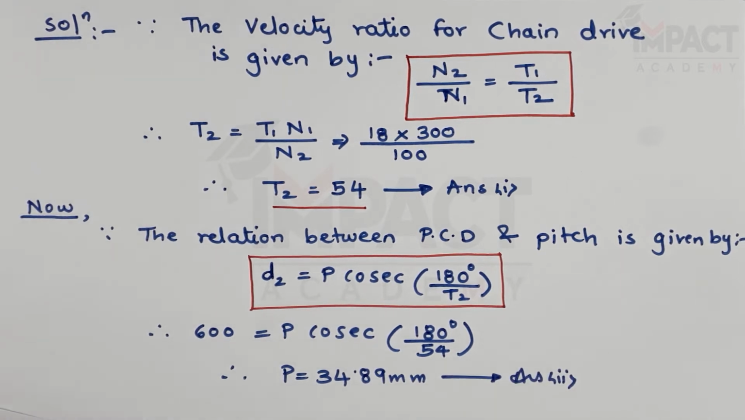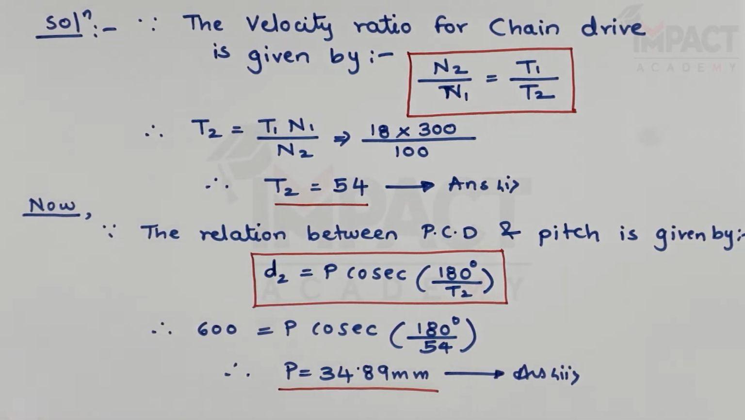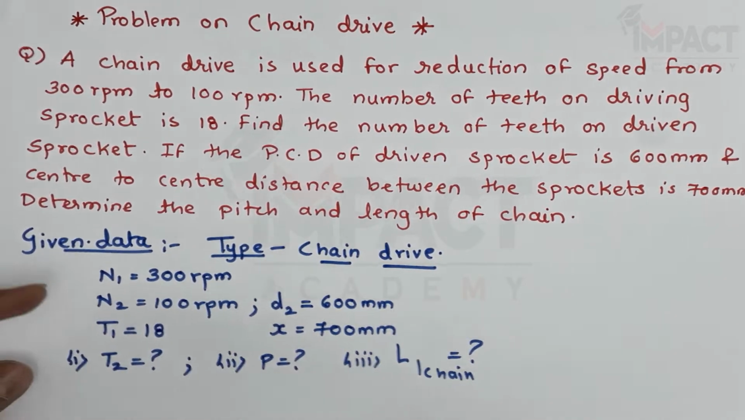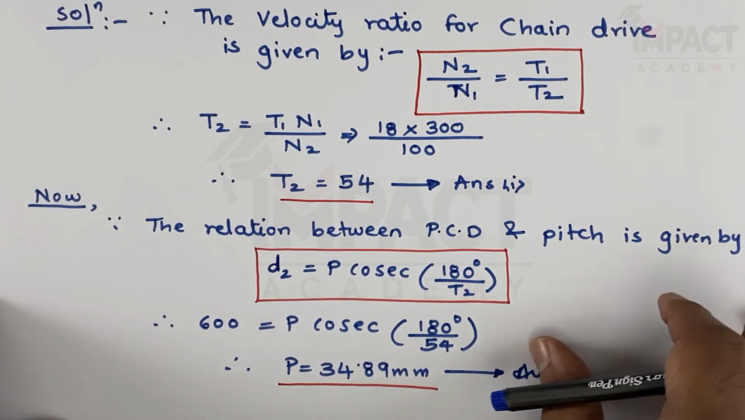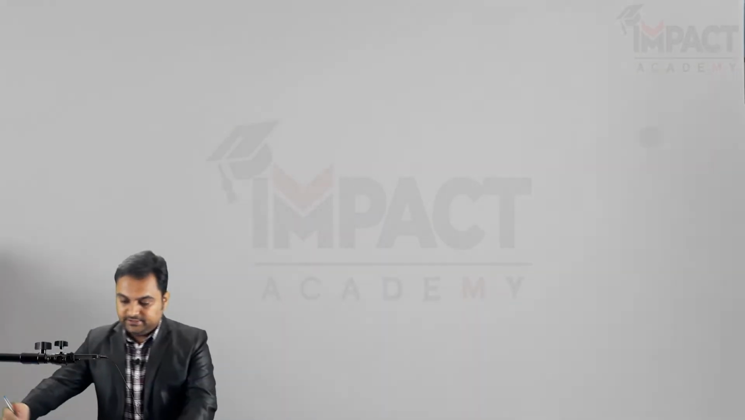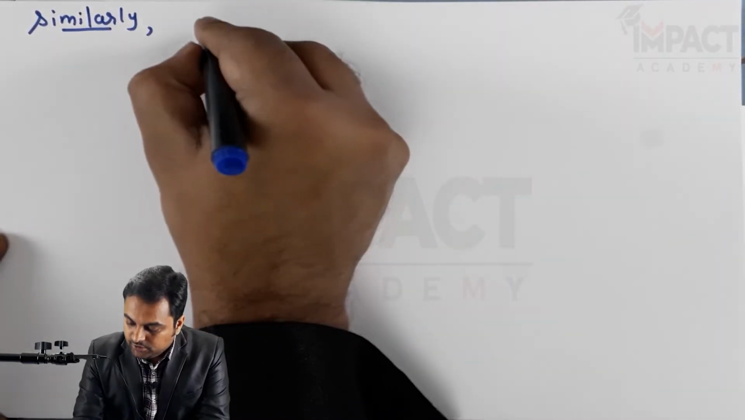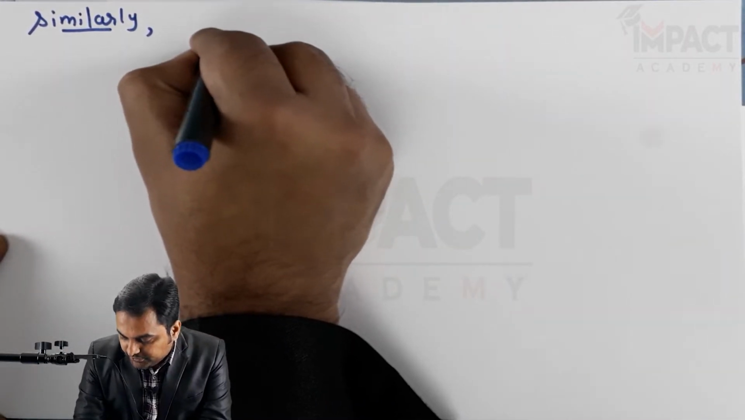This will be the second answer for us. After getting the pitch, I'll go for finding the diameter of the driving sprocket, that is D1. So this formula would be used in a similar manner, that is similarly the formula of PCD and pitch for the driving sprocket D1.